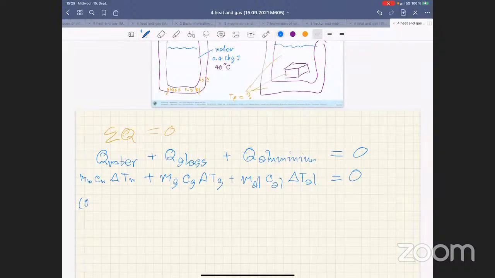Oh no. We have to solve this equation for TF, right? Oh my God. M W C W.